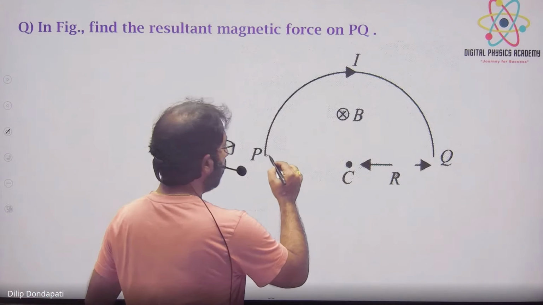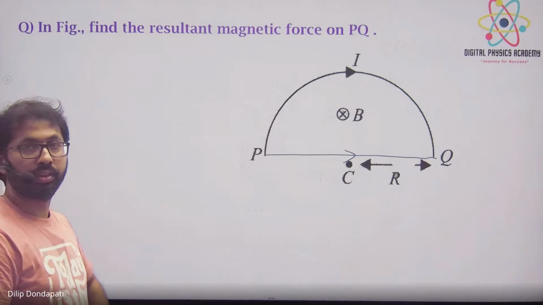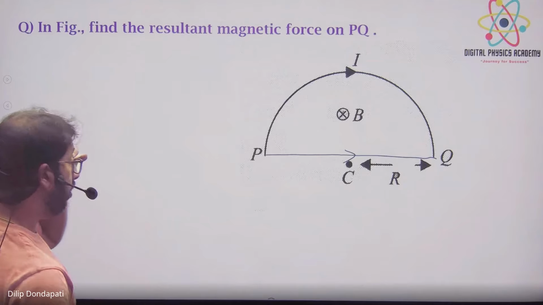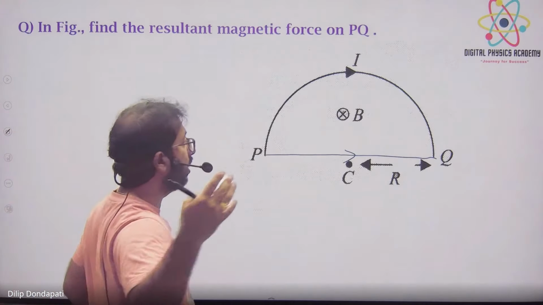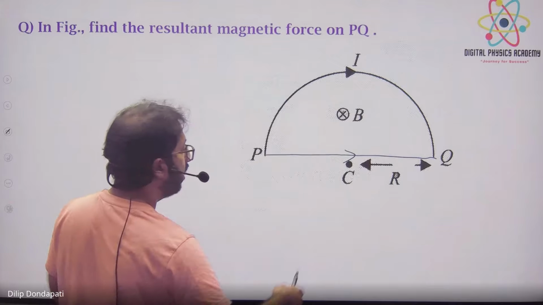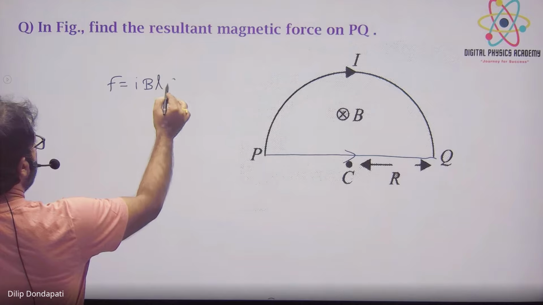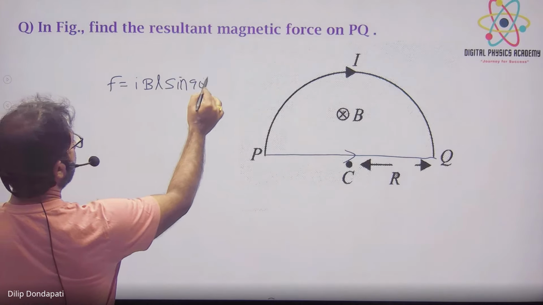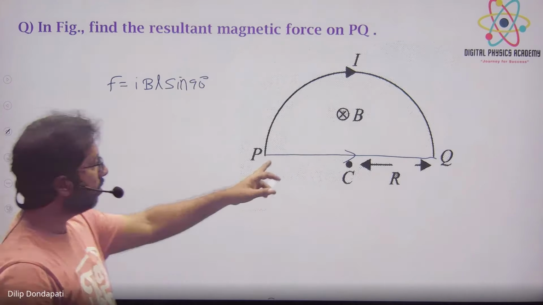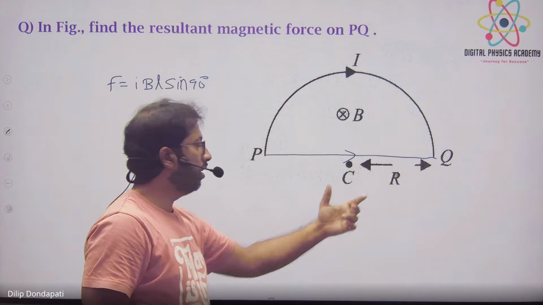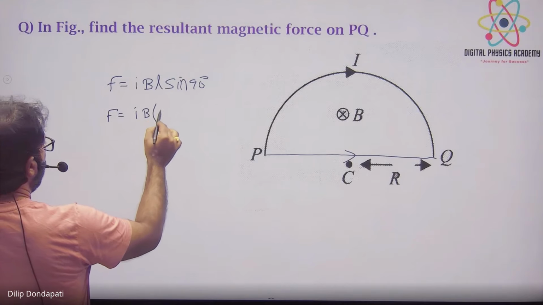So indirectly, what is this angle? Can we take a tangent? No. What tangent? The magnetic field is coming inwards, and this is the length. So what is the angle? 90. Finished. IBL sin 90. Now how much is L? What is the length of the wire in terms of radius? 2R. So F is equal to IB into 2R.